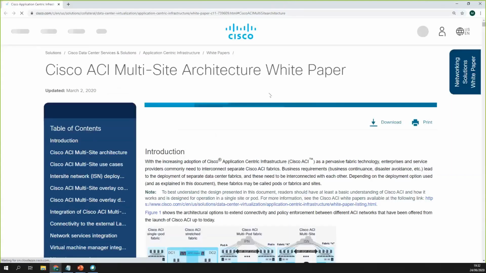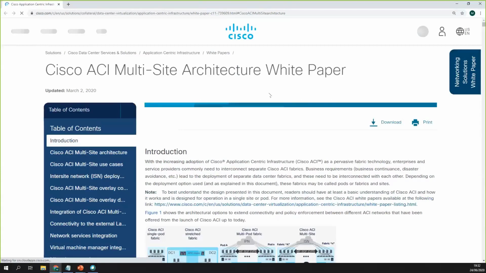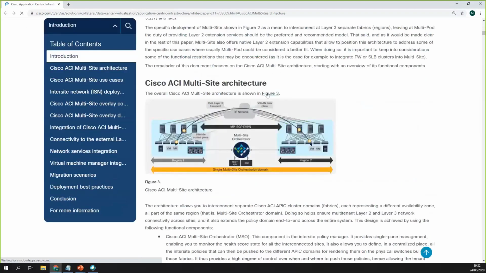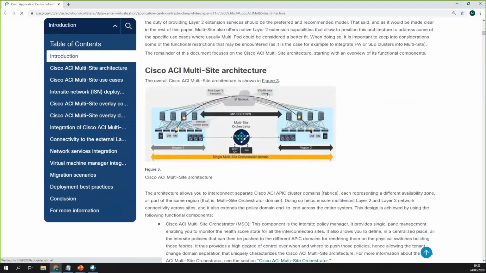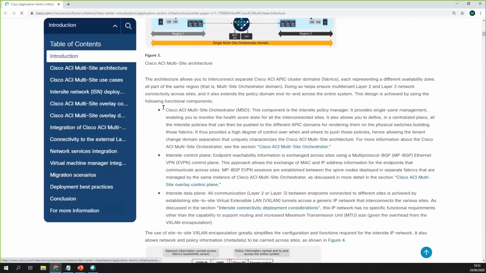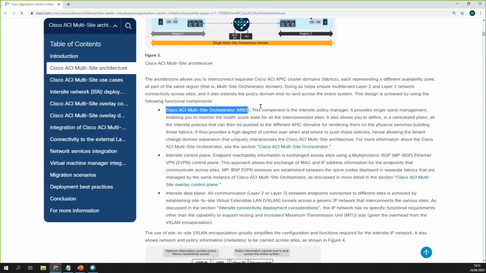So this is the ACI multi-site white paper, right? And there's a few key things that I want to highlight in Cisco terminology, right? So you've got the multi-site orchestrator. So this component is an inter-site policy manager. So I think I've kind of covered that. But the multi-site is all about two sites actually, or more. Two sites or more looking like one site.